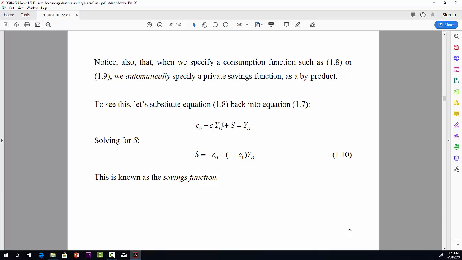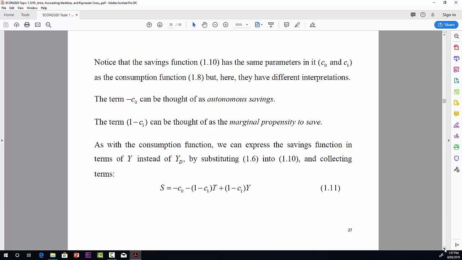Now we're going to substitute our particular consumption function into that equation. So we get C0 plus C1yd plus S is equal to yd. Okay, now I'm just going to solve this equation for savings. Keep savings on the left-hand side, throw everything else on the right-hand side, collect terms, and you get this. Savings is equal to minus C0 plus 1 minus C1 times yd, disposable income. This is what's known as the savings function. I'm calling that equation 1.10.